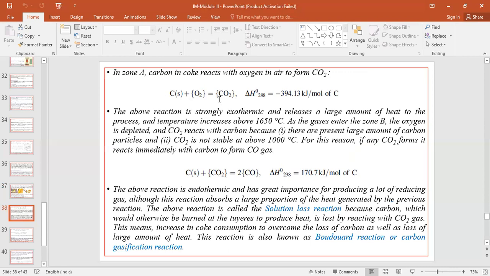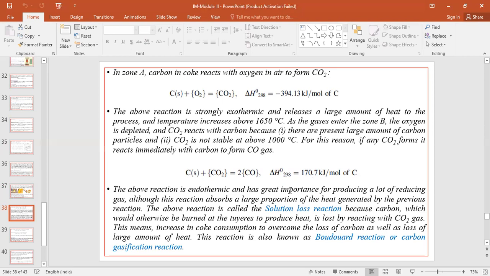This CO2 gas enters zone B, and at zone B, the depletion of oxygen takes place. CO2 reacts with carbon because there are a large amount of carbon particles, and CO2 is not stable above 1000 degrees centigrade, as I told you. So if any CO2 forms, it will readily react with carbon and form CO gas. And this is how the reaction takes place.